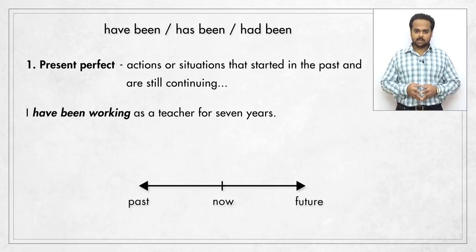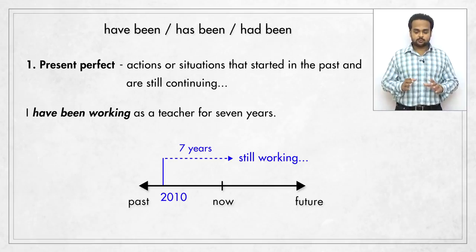Let's look at a timeline for this. You know that I started working as a teacher 7 years ago, or in 2010, because at the time of filming this video, right now it's 2017, and I'm still a teacher. So this action, working, is continuing. In this sentence, we can also say, I have been working as a teacher since 2010.